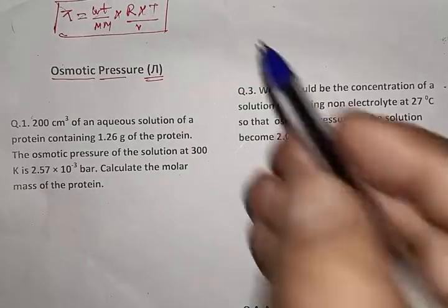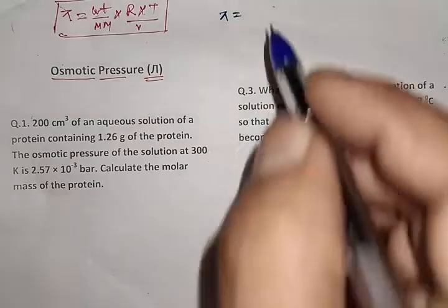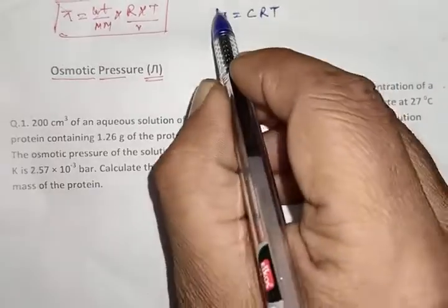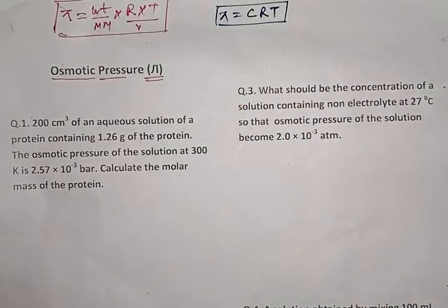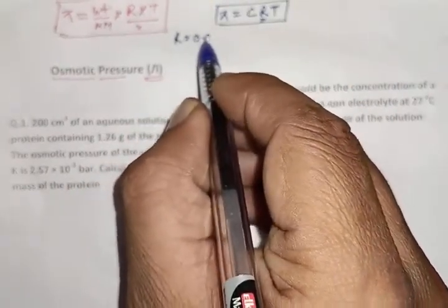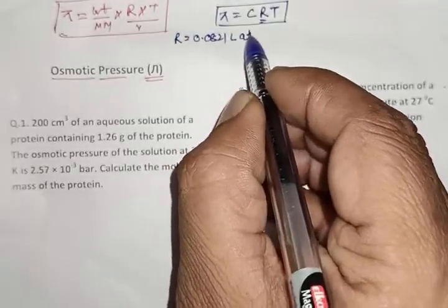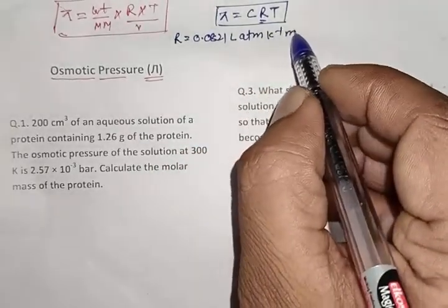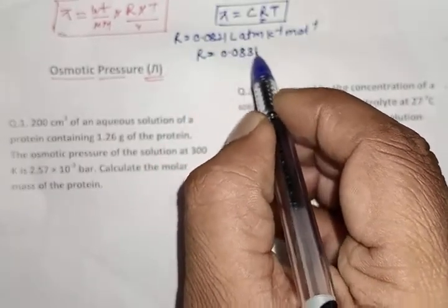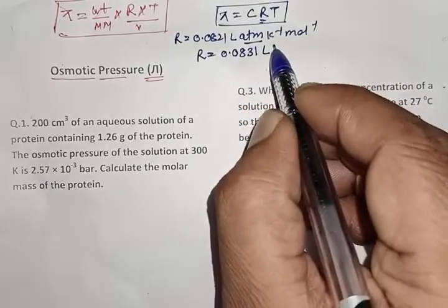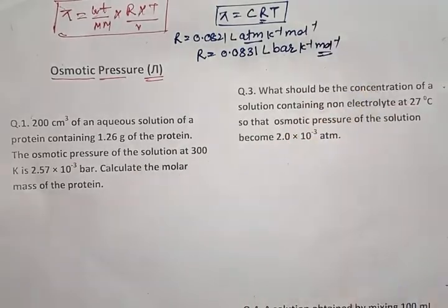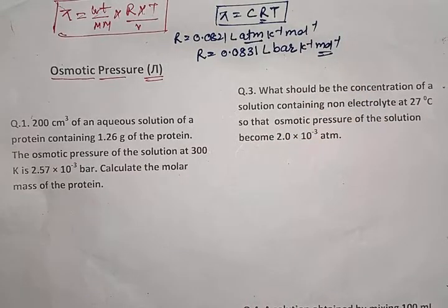The second formula is pi, that is osmotic pressure, is equal to C, the concentration of the solution, times R, the gas constant, times T, the temperature in Kelvin. We will use two values of R. The first one is R equal to 0.0821 liter atmosphere per Kelvin per mole, and the other value is R equal to 0.0831 liter bar per Kelvin per mole, where in place of atmosphere we use the unit bar for the pressure. And we will study all the cases of non-electrolytes.